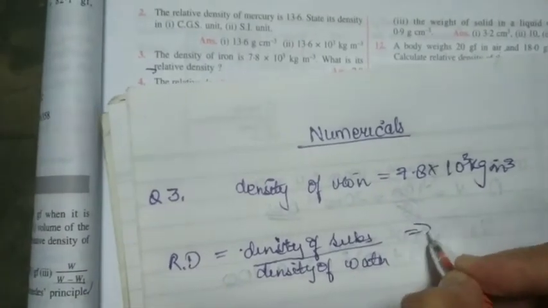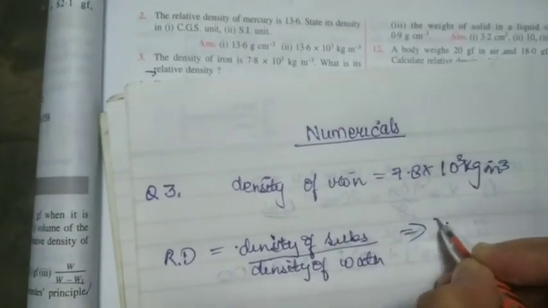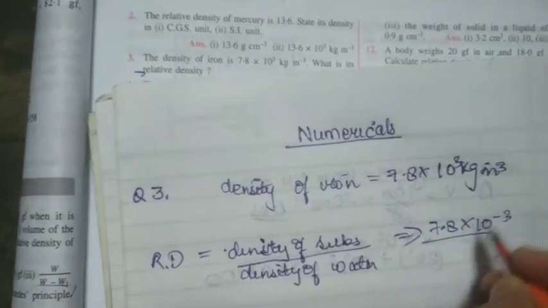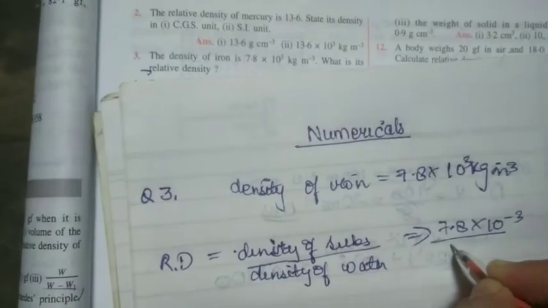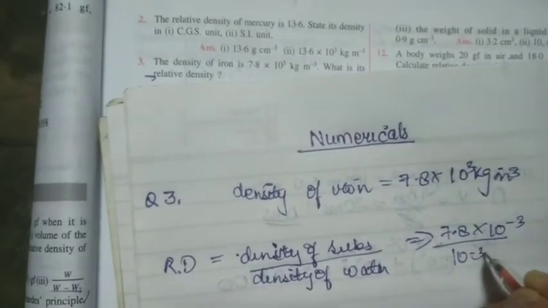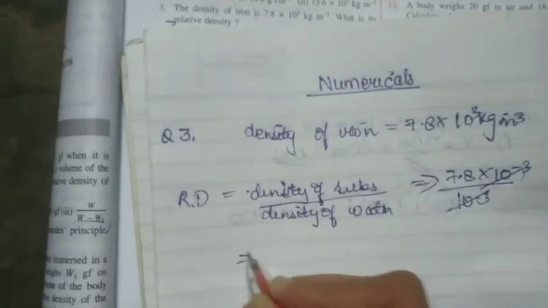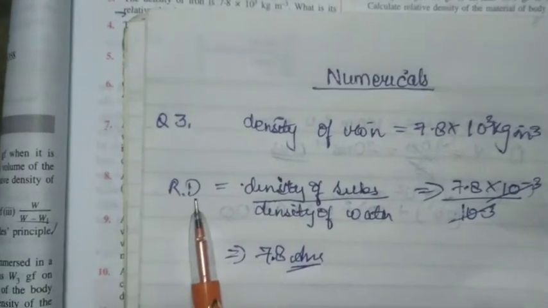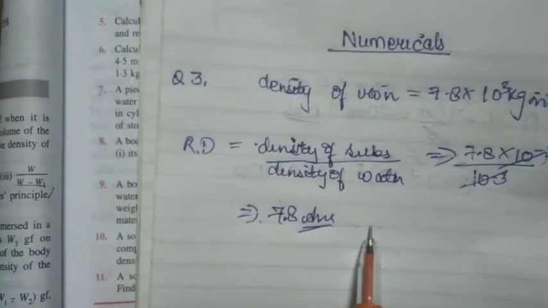Okay, you will use the formula. The density of the substance is 7.8 into 10 to the power 3 kg per meter cube, and the density of water is 10 to the power 3 kg per meter cube. So the units will cancel and the answer will come 7.8. Note RD has no unit, so it will be just like this.